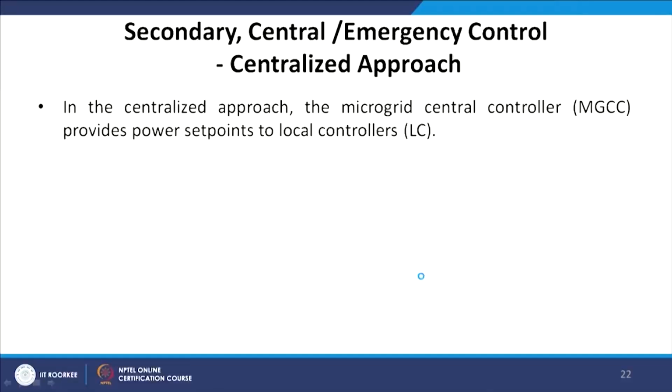Now, in the centralized approach, the microgrid central controller, that is MGCC, provides power set points to my local controllers, LC, for their operation. So, you have to create the local controller points, and those have been created by the MGCC so that each local generation point can behave based on the instruction available to me from the MGCC.